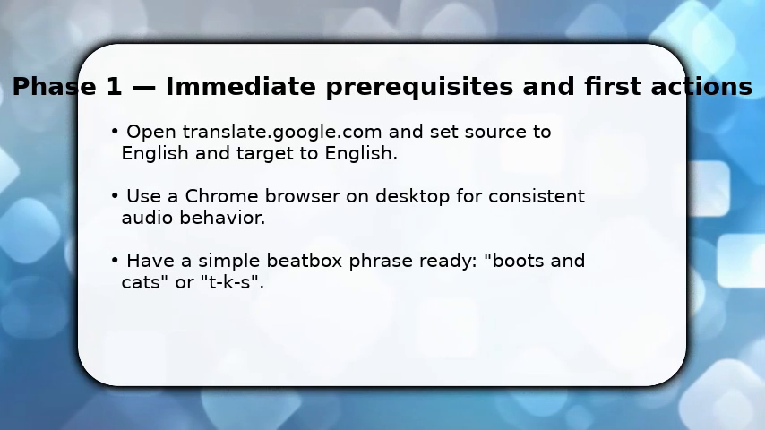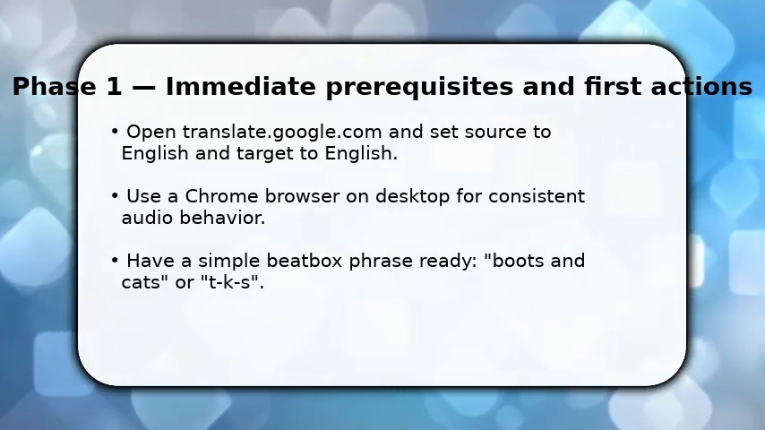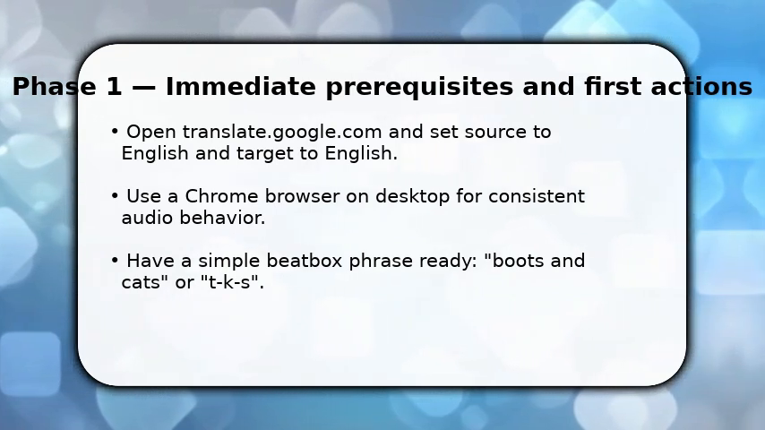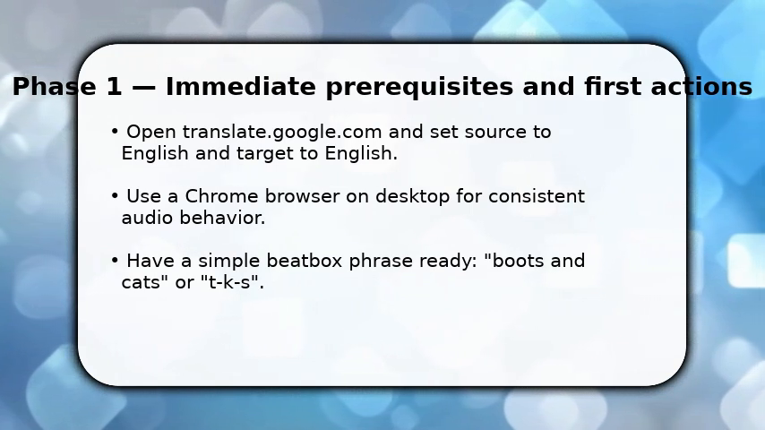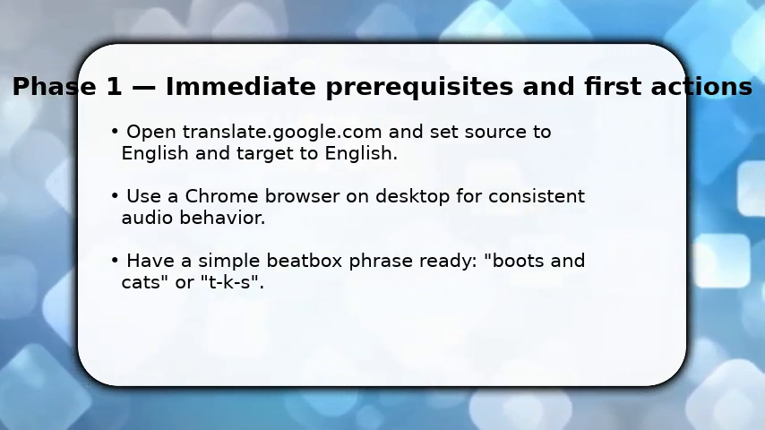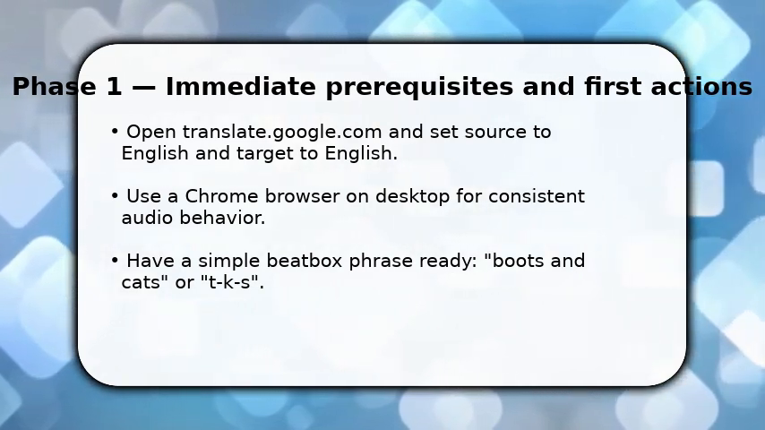You start by opening Google Translate and choosing English for both languages. This forces the TTS to read your input back. Type a short, repeated pattern like boots and cats or explicit consonant clusters. You want plosives and sibilants. Once done, set volume to about 70% and test the speaker.